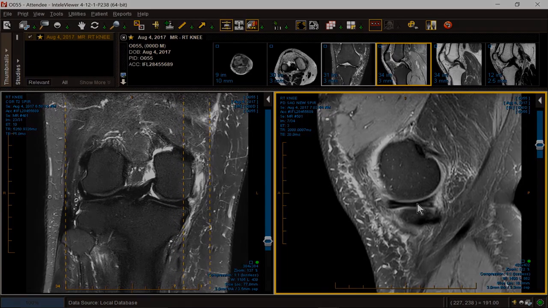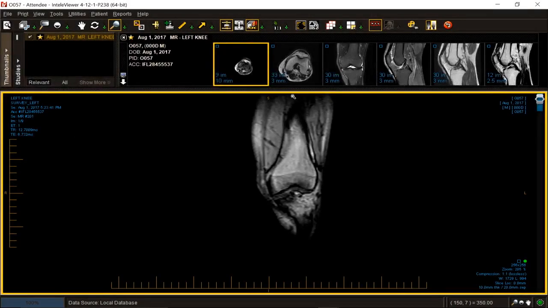Let's look at another one. Number 57. And that one is accompanied by a 3-level tear of the medial collateral ligament. Twisting injury 1 month ago, medial side pain. Patient is 62.